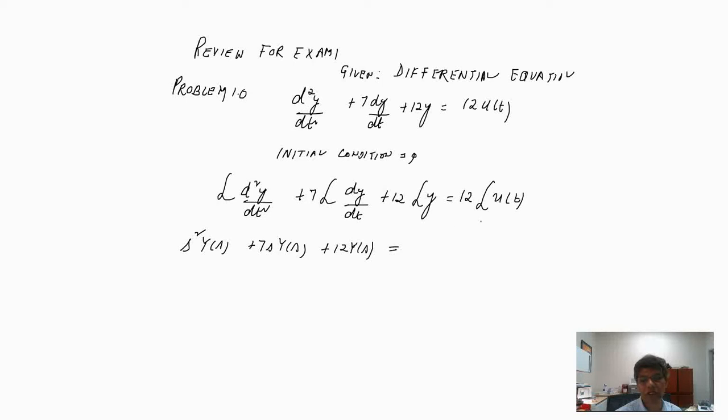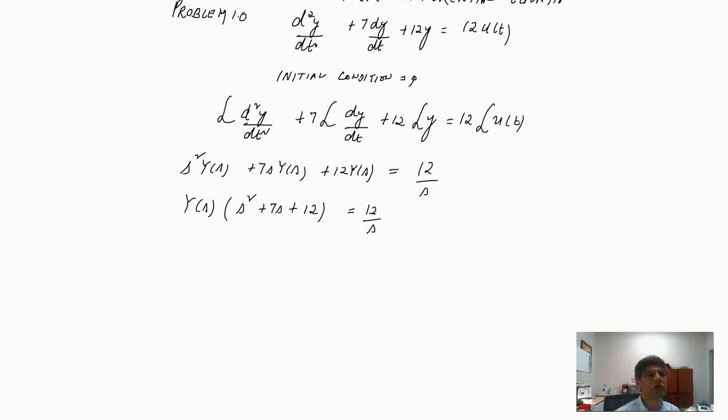On the right hand side we take the Laplace of the unit step function, and that will be equal to 12 over s. Now we can factor out Y of s. Inside you have s squared plus 7s plus 12, equal to 12 over s. It sounds like a little complication, but we are going to use the FOIL method. 4 times 3 is 12, so that will be s squared plus 4s plus 3s plus 12, and on the right hand side you have 12 over s.